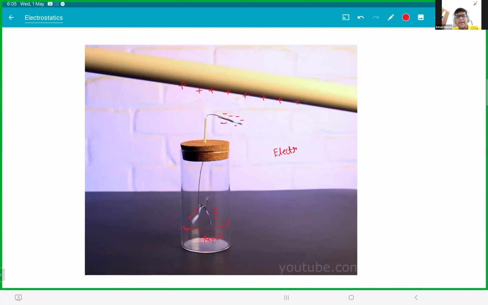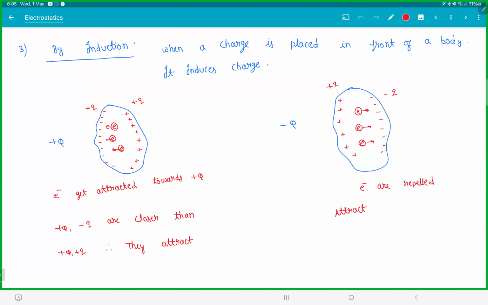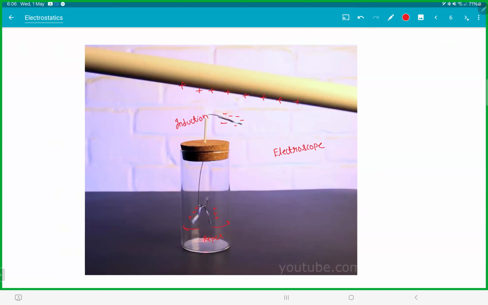So how does the foil become positive? It's touching the rod, right? So it should be negative only. Where did you get this negative charge from? Who gave that negative charge? Okay. This is induction. Why didn't you ask me the same question here? Same thing, isn't it? You're inducing charges. Because the positive is closer, the electrons from here went away here. Clear?